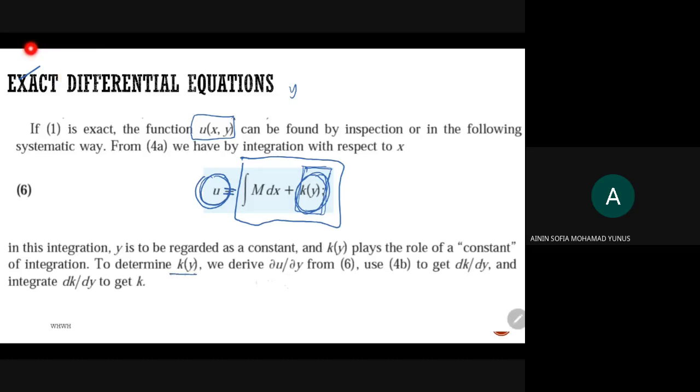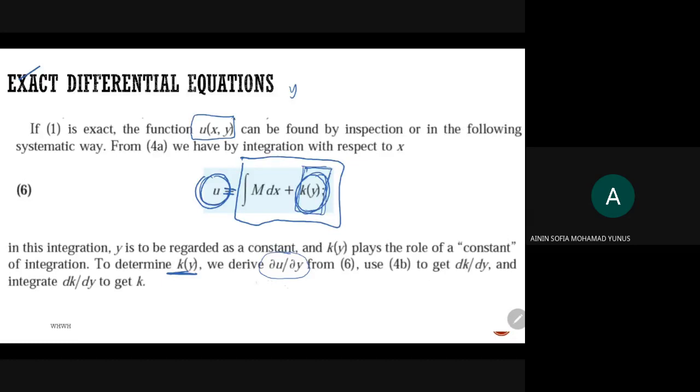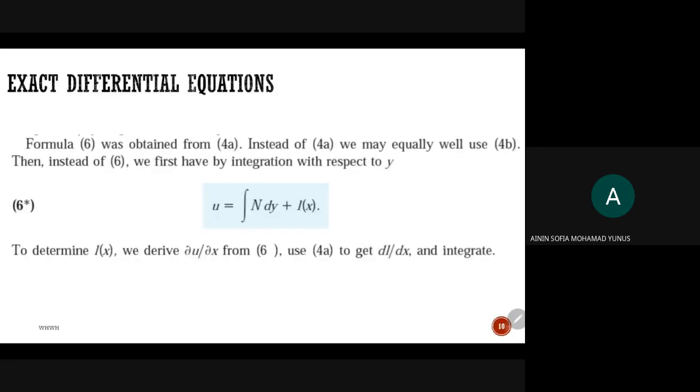Okay, as mentioned here, to determine ky, we derive del u over del y from 6, and so on. So this is what I said earlier, there are actually two methods to solve for u. Either you want to use m, then the formula is the integration of m dx plus ky. If you want to use n, you will get the formula, the integration of n dy.